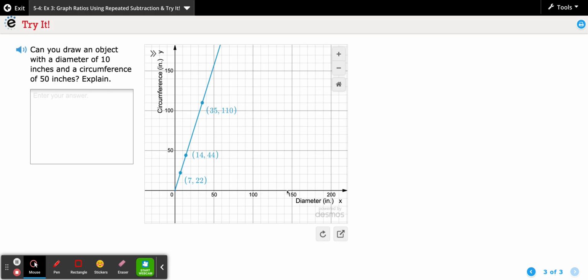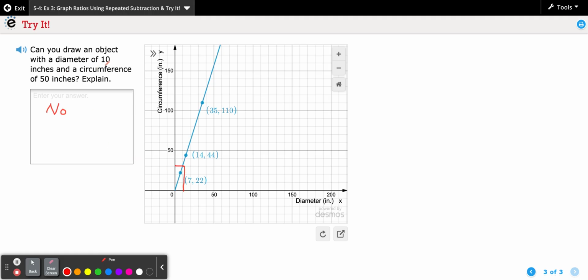So here's our diameters, right? So if our diameter is 10, and here's 10, so I'm going to draw an imaginary line straight up to 10, and I can see that it's going to intersect this line right about there, and then draw an imaginary line over to the y value, and that's going to be 10, 20, 30, probably a little bit more than 30, but certainly not 50. So the answer to this would be no. Those ratios, that point, would not live on this same line.